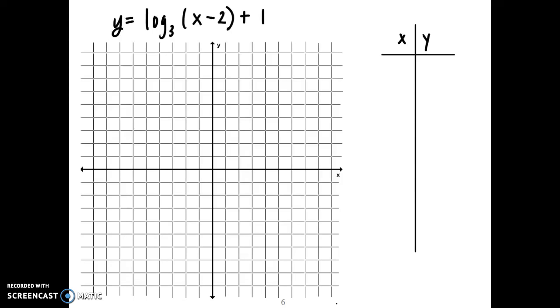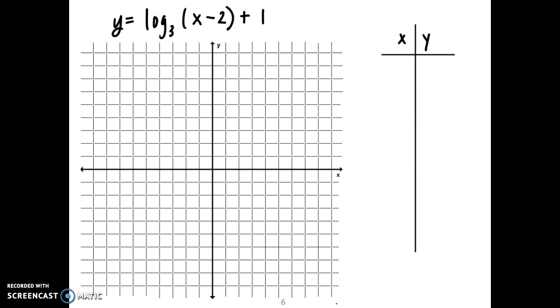So now the graph is y equals log base 3 of x minus 2 plus 1. So there are two transformations here. We are shifting the graph to the right 2 units because of the x minus 2 in the parentheses, and we're shifting the graph up 1 unit. So we're affecting x and y.